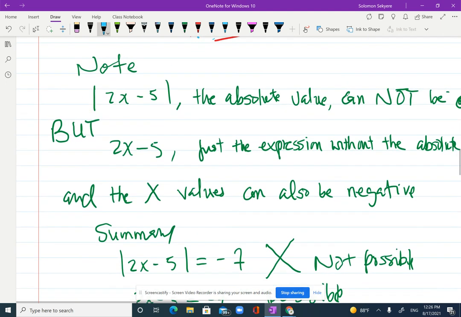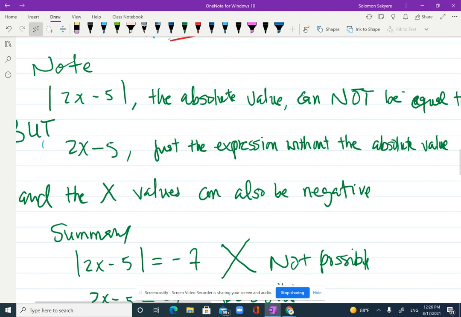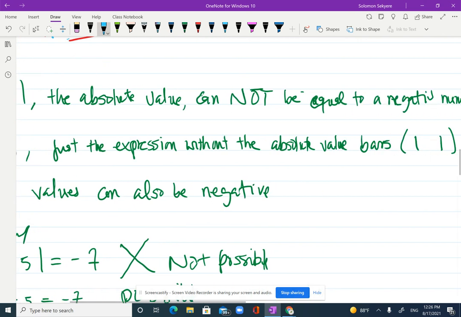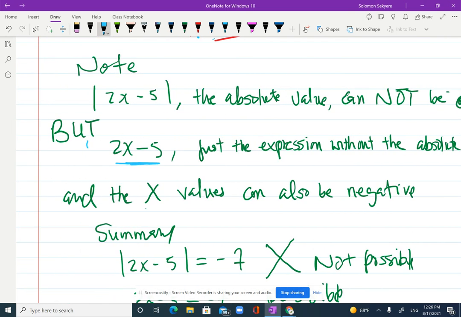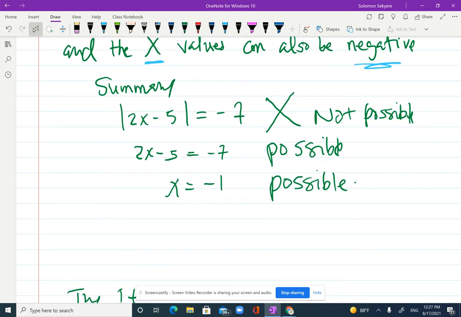To summarize again, this absolute value cannot be equal to a negative number. But once we remove the bars, this expression without the bars can be equal to a negative number. And also your final solution for x can be a negative number. So get the difference. Here's a summary.